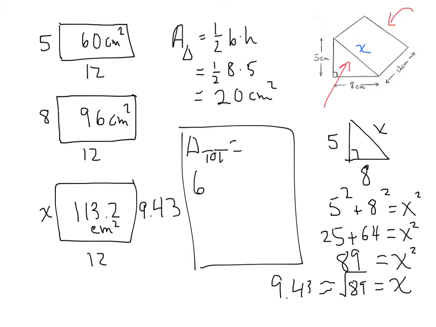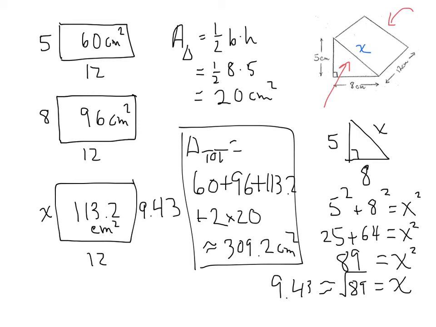is 60 plus 96 plus 113.2 plus 2 times 20, or 40. And all of that added together is going to be, let me use the calculator just so I don't mess this up, approximately 309.2 centimeters squared.